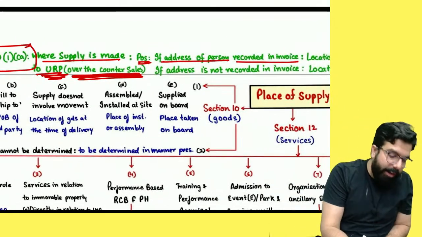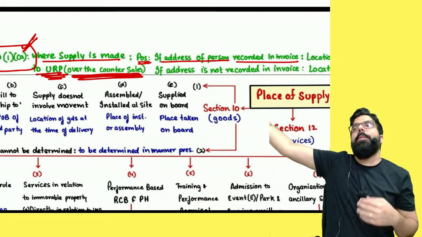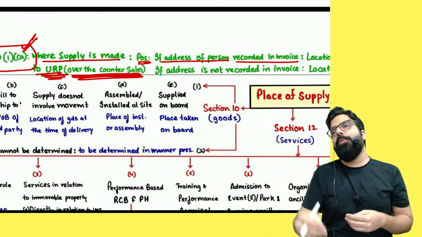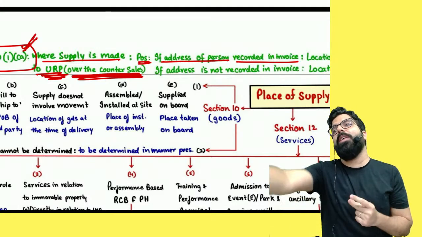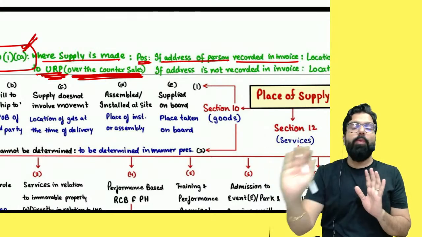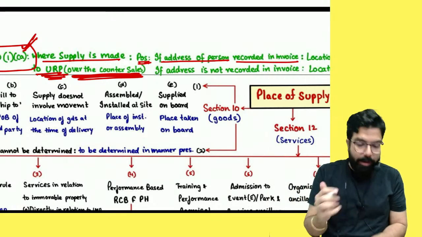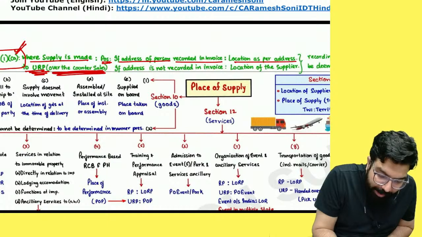So the government introduced 10(1) CA: supposedly one person from Delhi came to Karnataka. Over the counter, he told me, I want a laptop. You sold him a laptop. He gave the address of Delhi. What is the place of supply? Delhi. What will you charge? CGST, SGST or IGST? IGST. Are we clear, everyone? So remember, location as per the address.